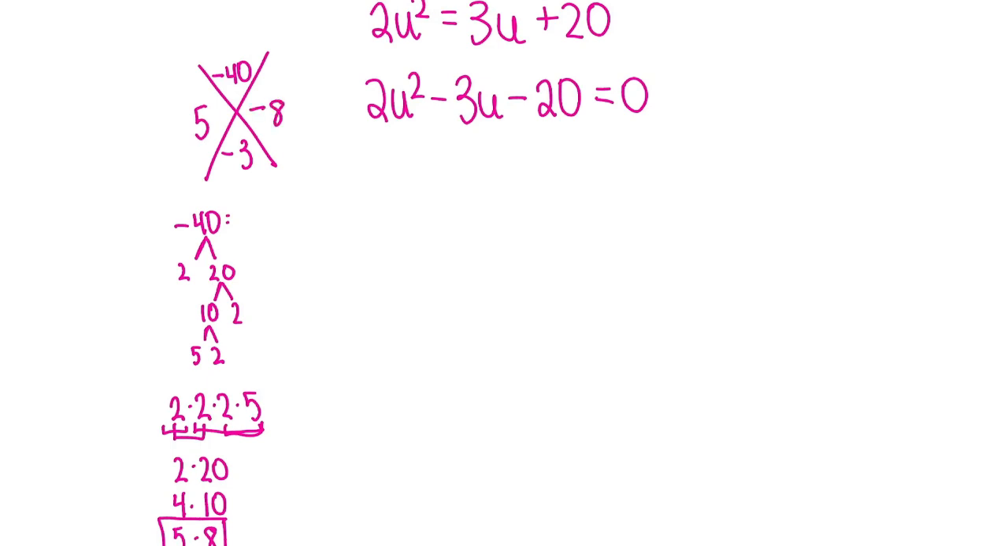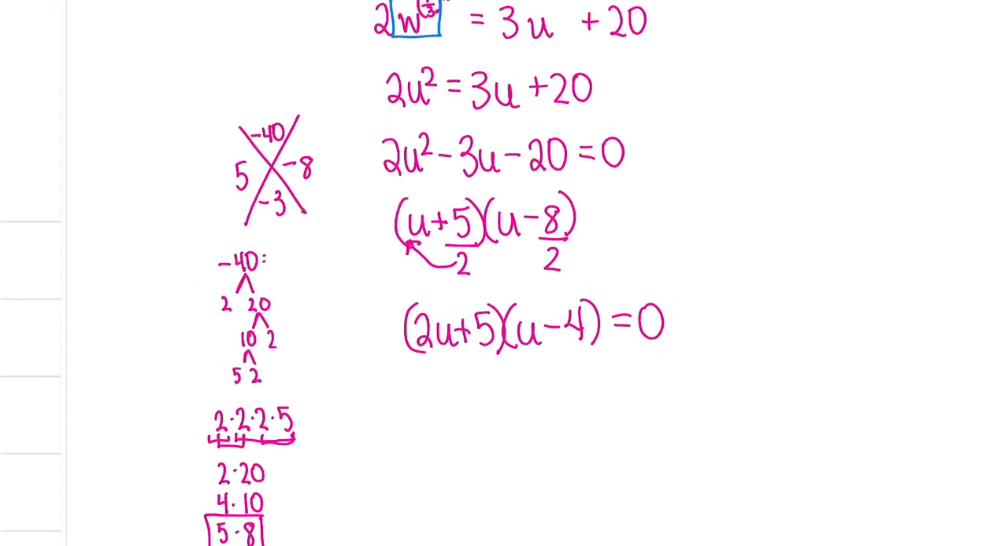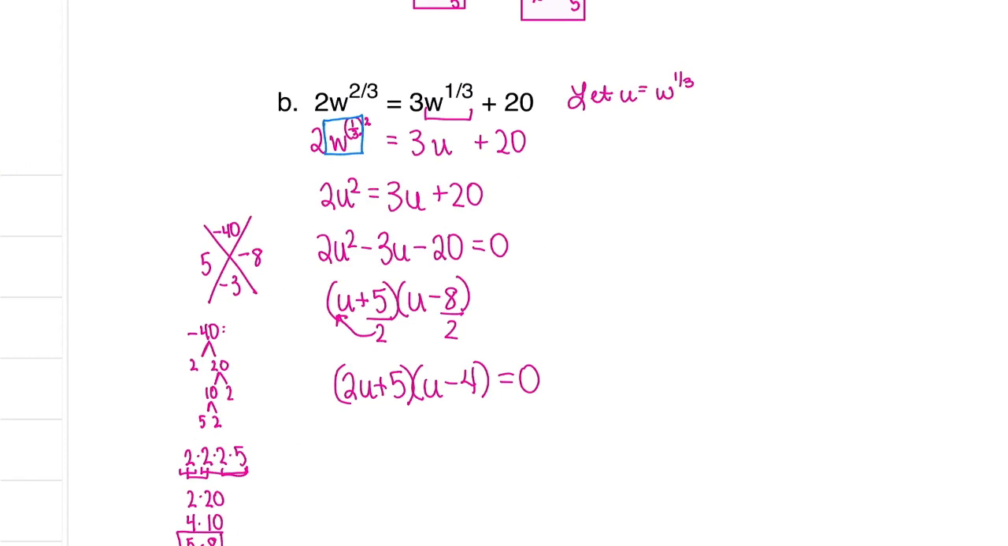So what we're going to do is apply the bottoms up method by taking our factors and writing them inside of our parentheses. And then we have to divide by the coefficient of u squared. So this will be 2u plus 5, okay, because it does not divide evenly, so we bring it up there. This one does divide evenly, so it's u plus 4. Now we still have to go back and replace our original substitution with our w.